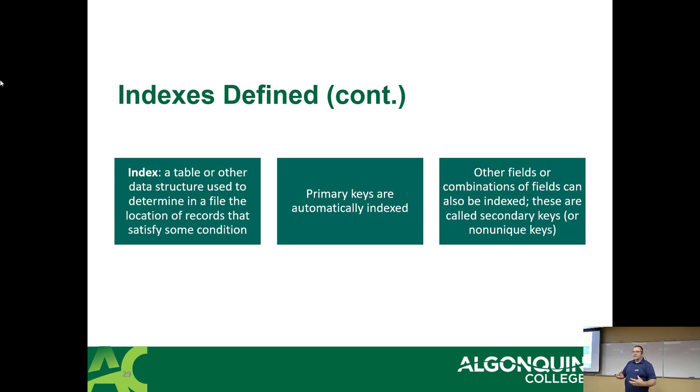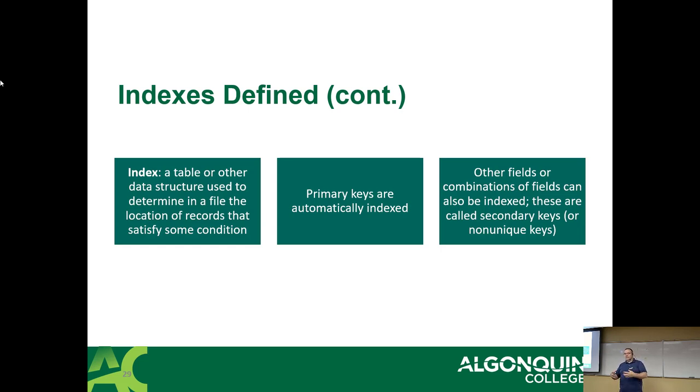So an index is a hidden structure that helps find where records are in the database table. Primary keys are always indexed. So when you create a table and you define a field as a primary key, that gets indexed instantly. Why? Because odds are you're going to be retrieving data using the primary key, therefore it makes sense to index it.